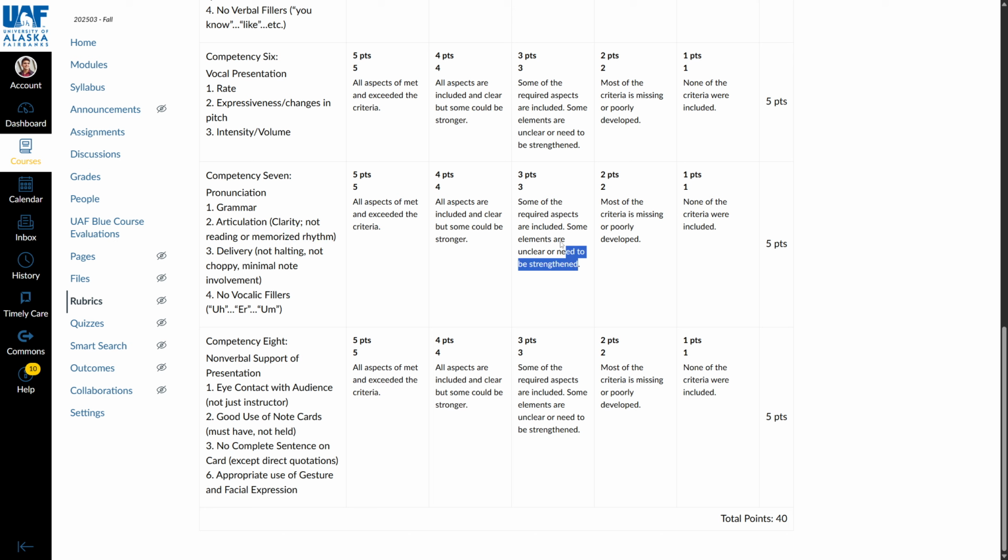Like if I'm reading this, I'm just going to say, some of the required aspects are included, some elements are unclear or need to be strengthened. That sounds very unnatural. It doesn't sound like I'm connecting with you as an audience. It just sounds like I'm reading something off of a page. So that sound, that feeling that you get when you read something, try to avoid that rhythm that you use to speak when you're reading something off of a page.